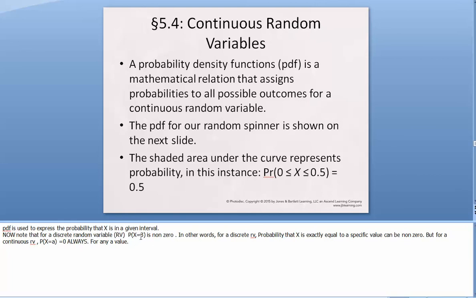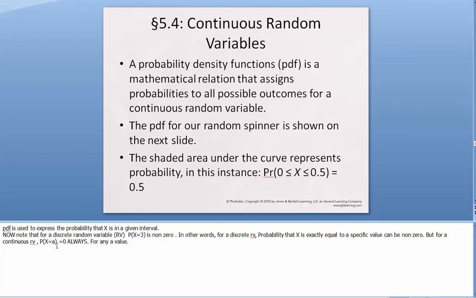This can take a specific value, like what we saw in the discrete case with the number of heads. The probability that X equals 3, which is all heads, was 1/8. So that can have a non-zero value. But for a continuous random variable, the probability that X is exactly equal to any specific value is 0, always.